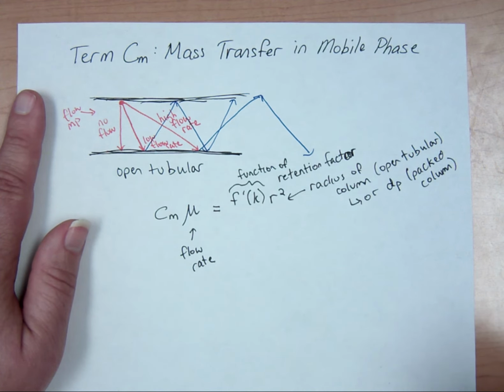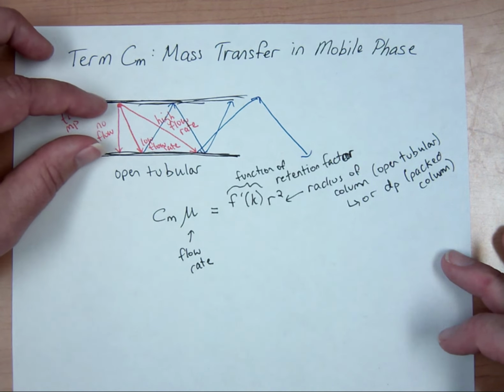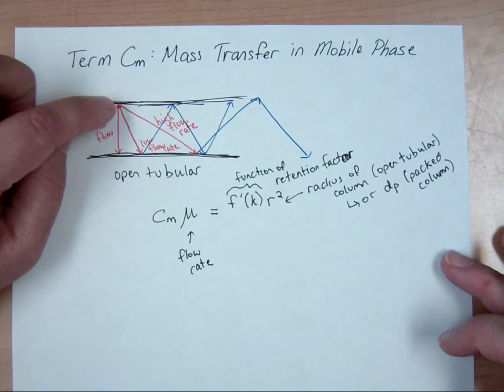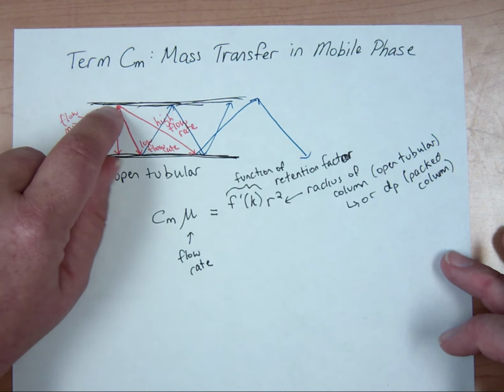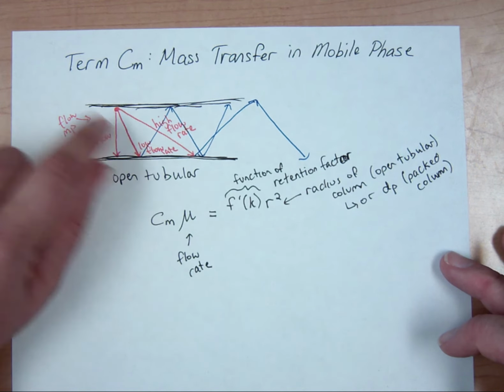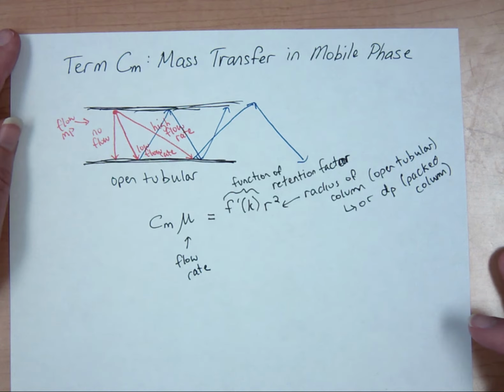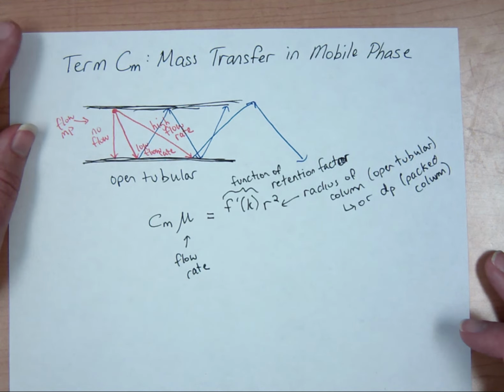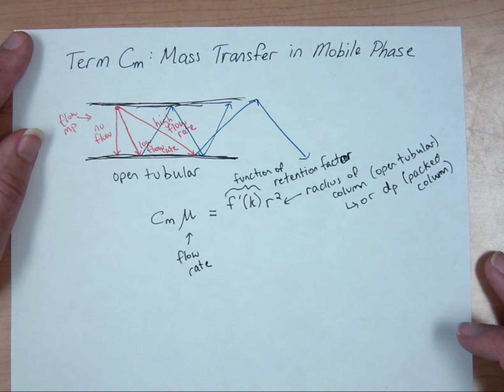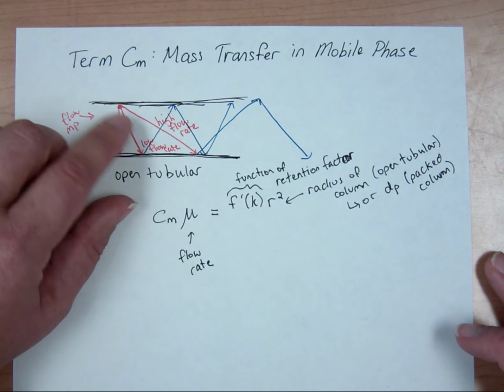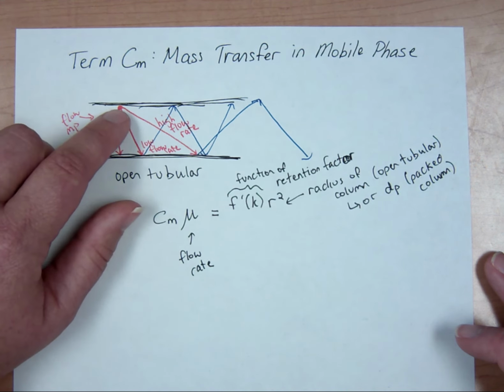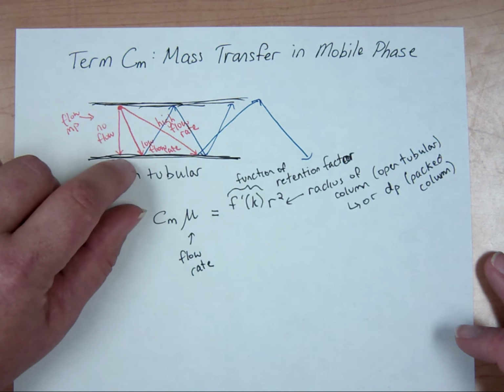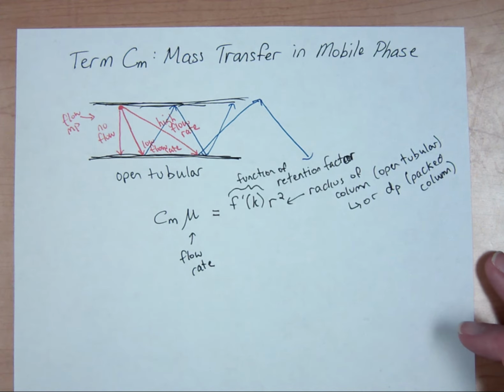Now, why is this important? Well, if we have a narrow column, then the difference between moving at a high flow rate and a low flow rate is not going to lead to as big a difference in the number of interactions it gets with the stationary phase, because it simply doesn't have as far to go for that angle that we're creating based on the flow rate to make as big of a difference. So a smaller radius is going to limit the Cm term.